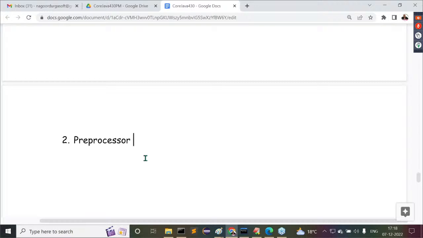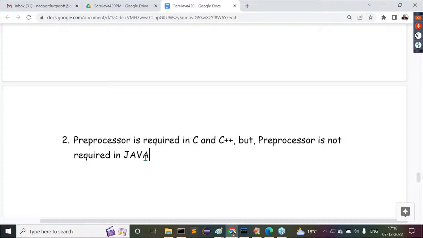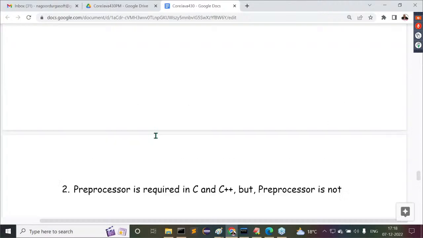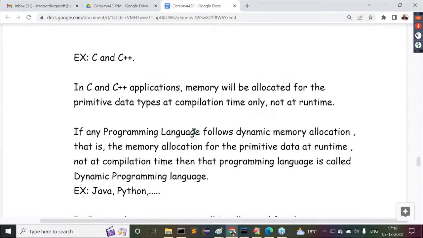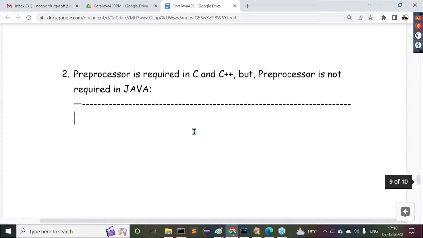Preprocessor is required in C and C++, but preprocessor is not required in Java. Guys, all of you are getting clarity on this? Preprocessor is required in C and C++, but preprocessor is not required in Java. Yes, sir. All of you are getting clarity on this or not?